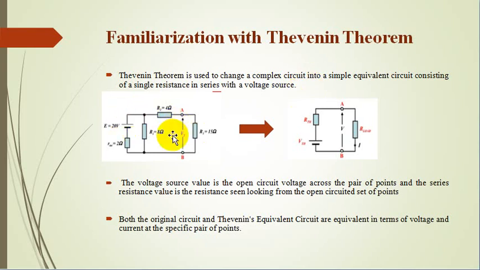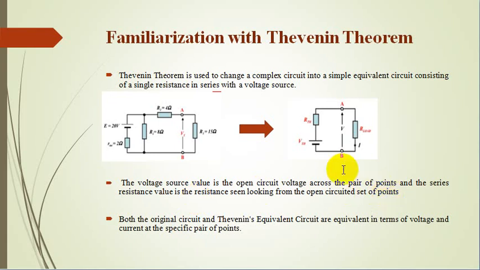So you can see here in this figure there is a very complex circuit that is converted into a very simple circuit by applying the Thevenin theorem. This is the main purpose of using the Thevenin theorem. You can see that in the simplified circuit there is only a single voltage source with a resistance in series. The voltage source value is the open circuit voltage across the pair of points, and the series resistance value is the resistance looking from the open circuited set of points.